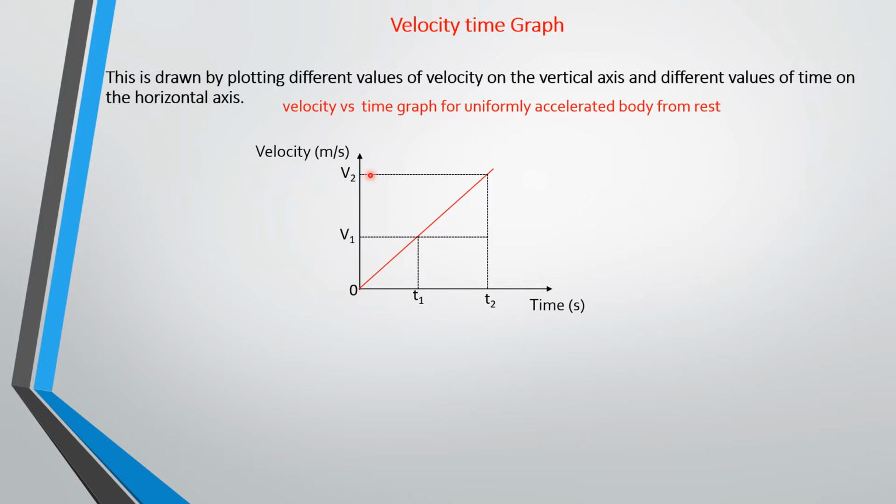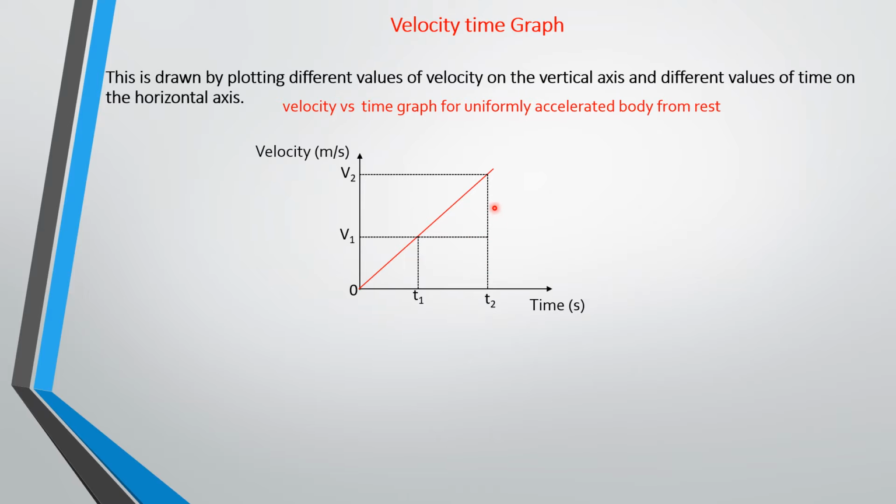This is a velocity time graph for a uniformly accelerated motion. This is a motion that starts from zero, that is from rest, and accelerates to this point. Now from this particular graph, there are different pieces of information that you can deduce. The slope of this graph will give you the acceleration of this body. That is, acceleration is change in velocity over change in time taken.